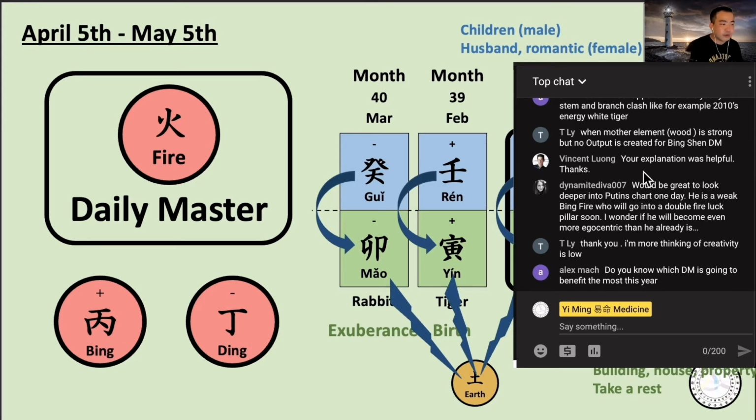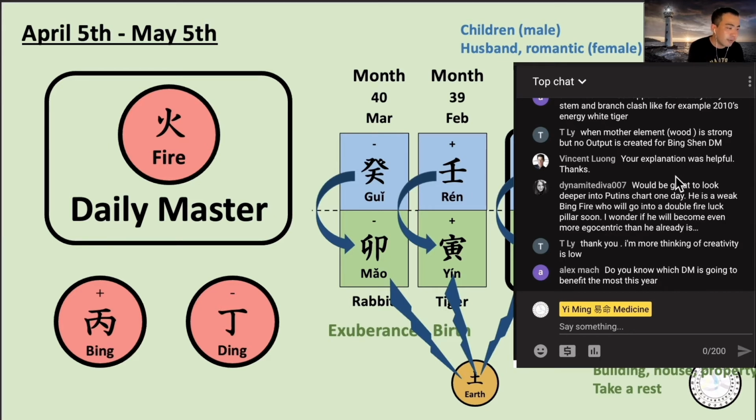He's a weak being fire who will go into a double fire lock pillar soon. I wonder if he will become even more egocentric than he already is. I'm more thinking creativity is low. Okay. Yeah, myself as well, like creativity. But that was February and March energy. Creativity gets lower is the energy of February and March, especially.